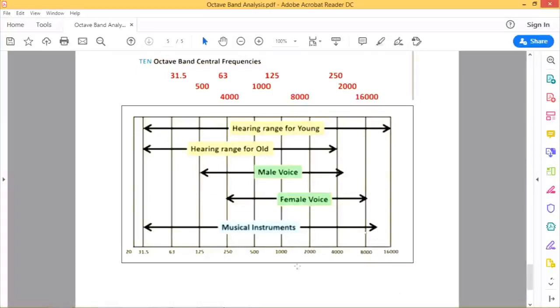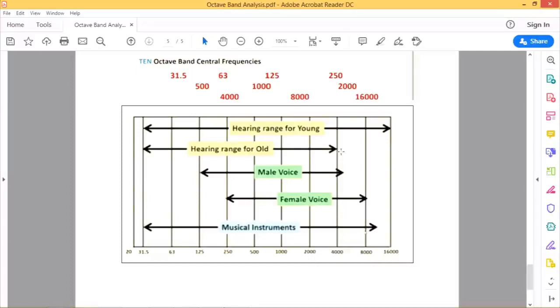Now, the hearing range for the young is generally between 31.5 and 16,000 Hz. Similarly, the hearing range for older people is from 31.5 to 4,000. Generally it is taken from 31.5 to the upper limit, not from 21. So 31.5 Hz to 4,000 Hz is the hearing range for the old.